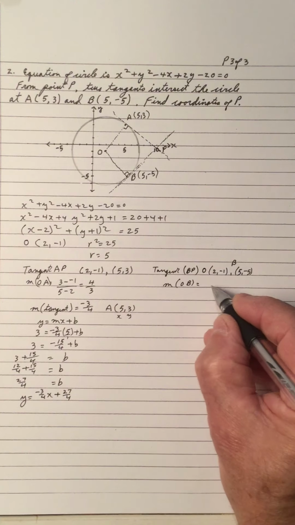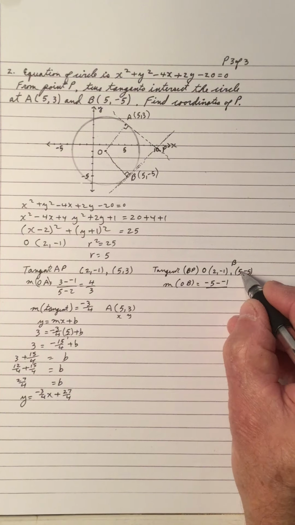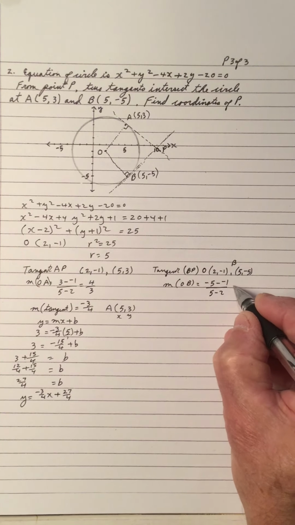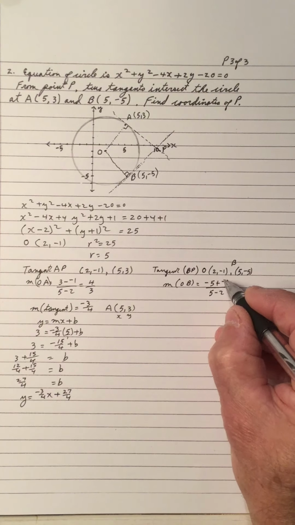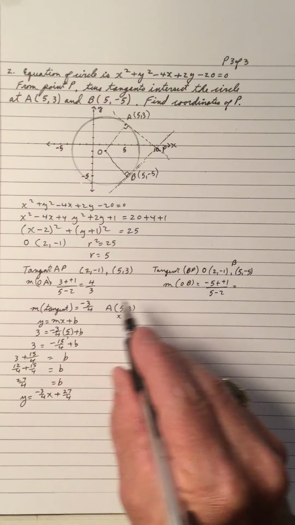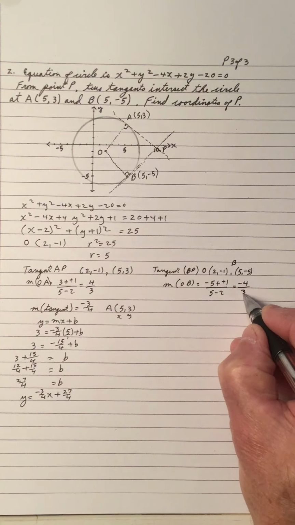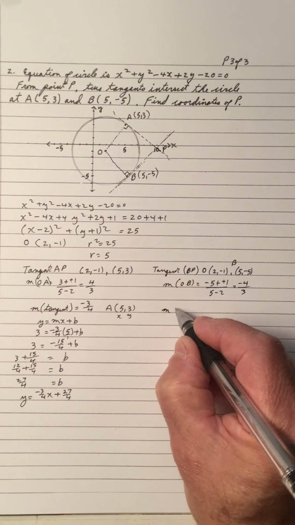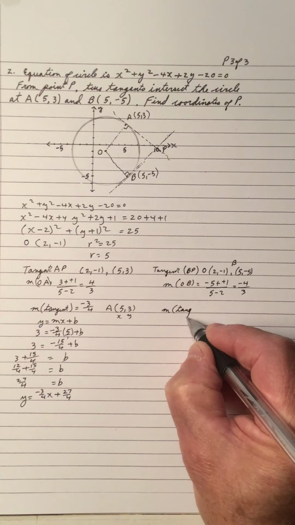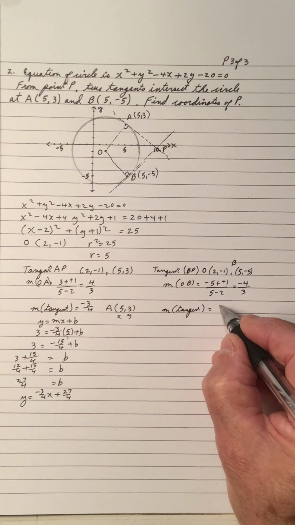The slope of OB is -5 subtract -1, y2 minus y1 over x2 minus x1. So that's double negative is a positive. Again, back here, double negative is a positive. So it gives me a 4. That's -5 plus 1, that's -4. 5 minus 2 is 3. So the slope of the tangent, which is BP, is going to be negative. So that's a negative, we change the sign, which is positive, and we make it 3/4.